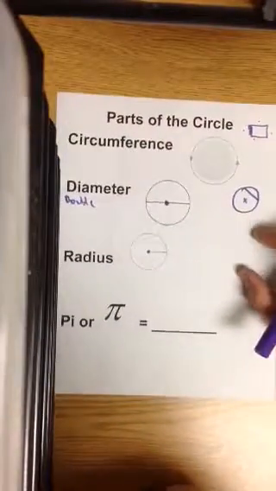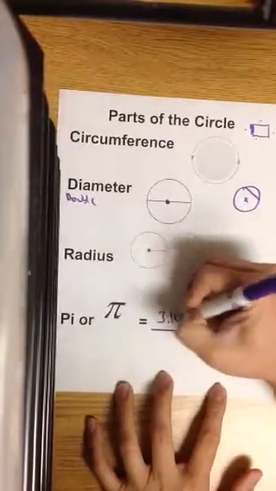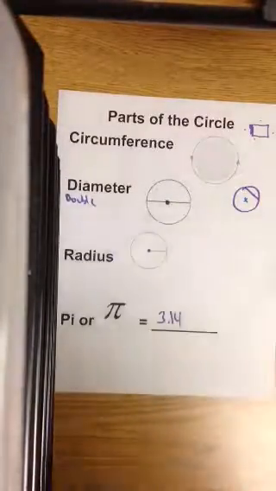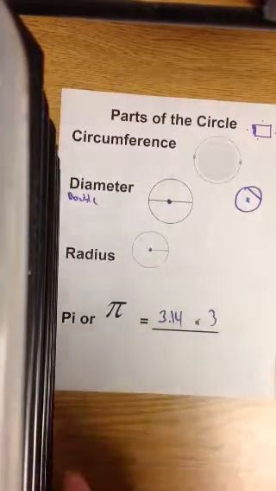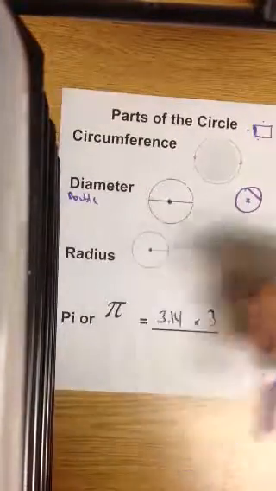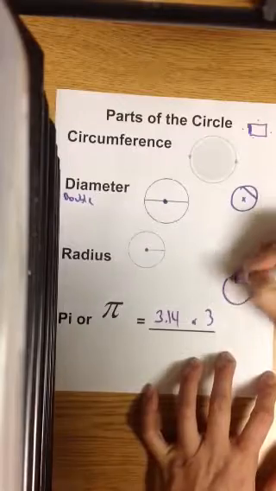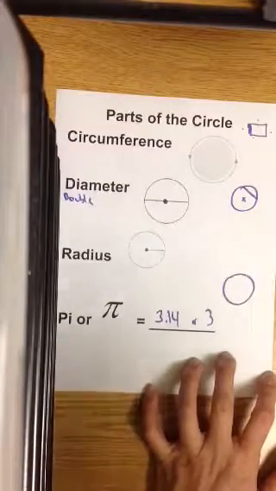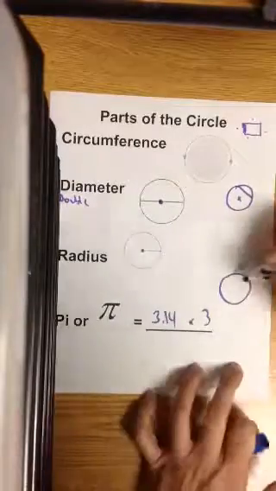And the last thing is called pi. In 7th, 8th grade, pi is really 3.14. In 6th grade, we say it's 3. So what is pi? No, it's not a food. Pi is a Greek symbol. Pi means the circumference around it is 3 times longer than the diameter.